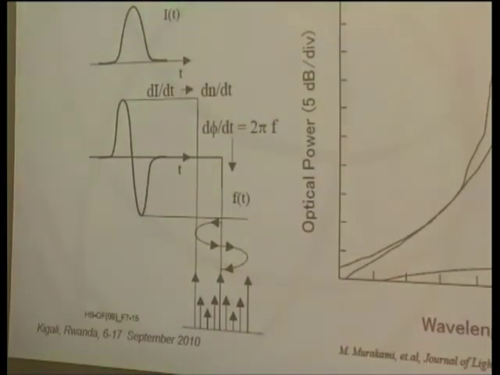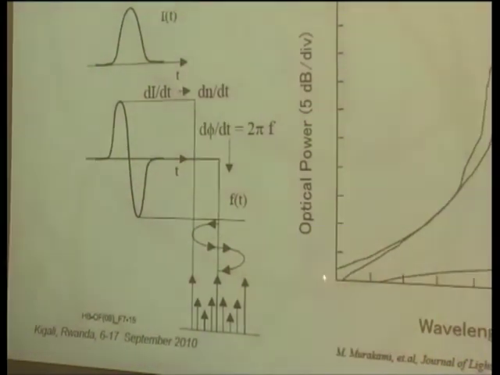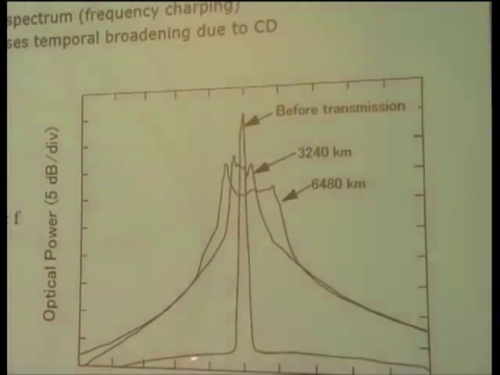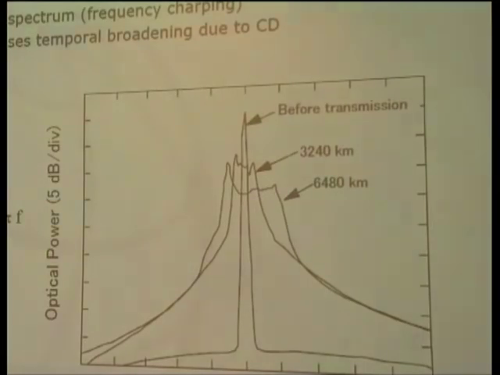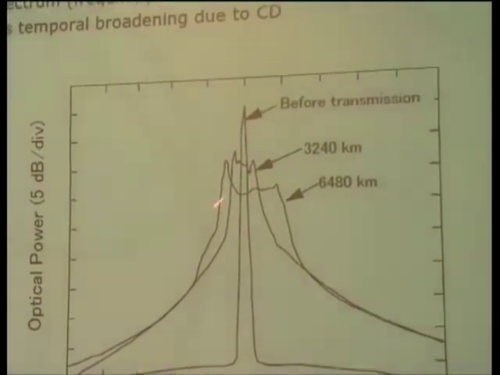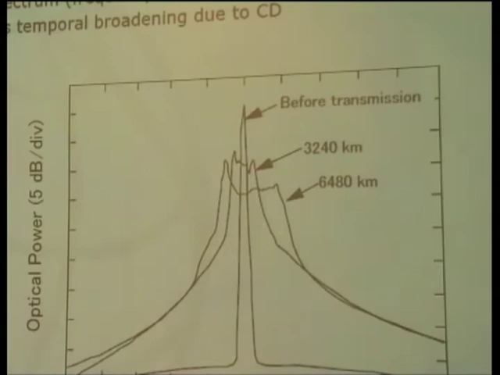The effect of self-phase modulation can be understood by the spectral broadening. Like this figure, this is the actually measured spectrum of the signal. Before transmission, you can see a smaller area of the signal spectrum, a narrow line. This is actually a 10G signal, but very narrow. And after transmission, 3,000 kilometers or 6,000 kilometers, the spectrum spreads, as you can see. This is caused by phase modulation of the signal.